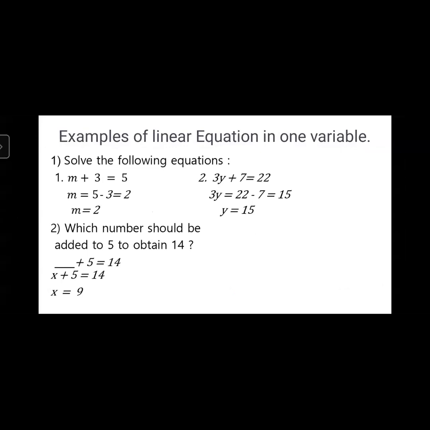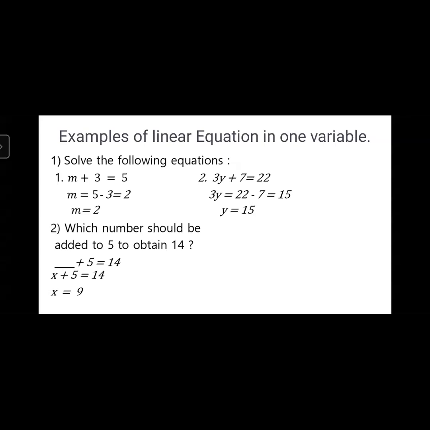You can see some examples given in the textbook, page number 80. Solve the following equations. You just have to find the value of only one variable. m plus 3 equal to 5. Therefore, m is equal to 5 minus 3. As you know, m is equal to 2. This is quite a simple solution, and you have to find the value of only one variable.